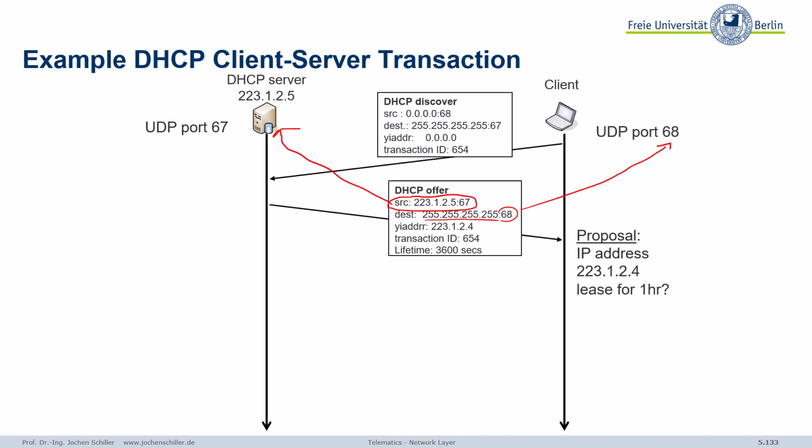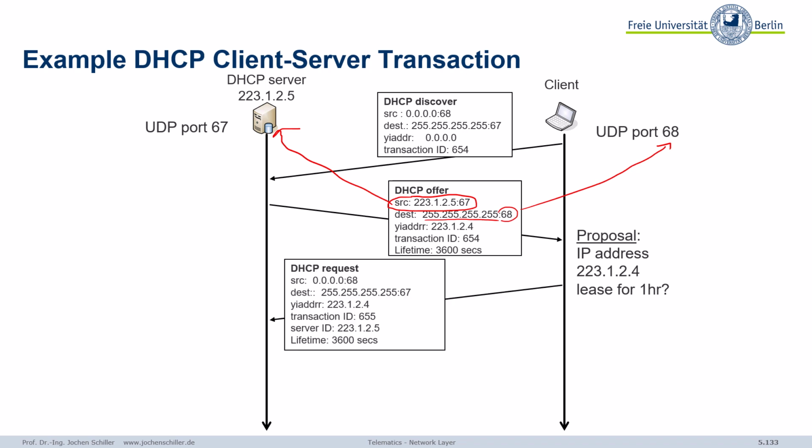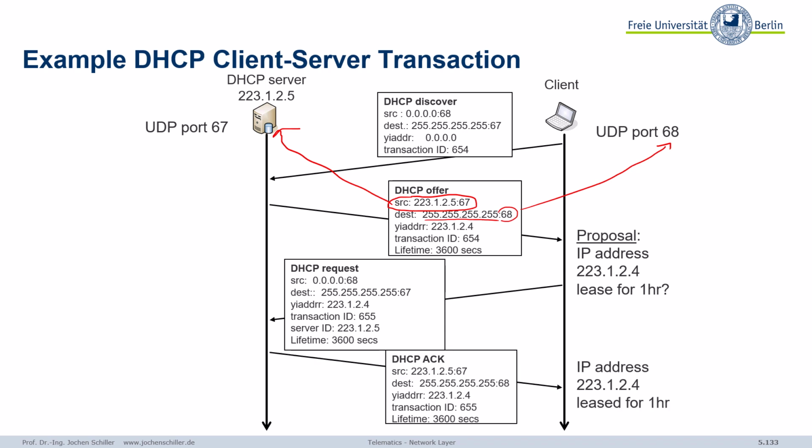223.1.124 for 1 hour? And then I say, okay, why not? Let's take this one. And now I accept this request and you will get the acknowledgement. So this is the way how it's done, this transaction. And now I've got in the end, I've got the IP address for 1 hour. And then I have to renew it.